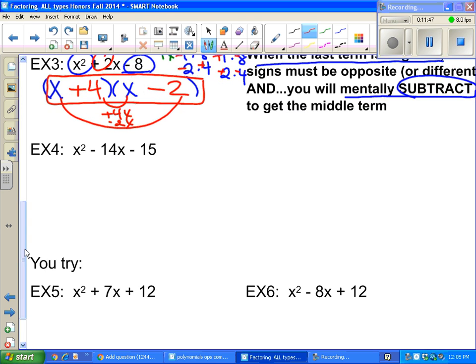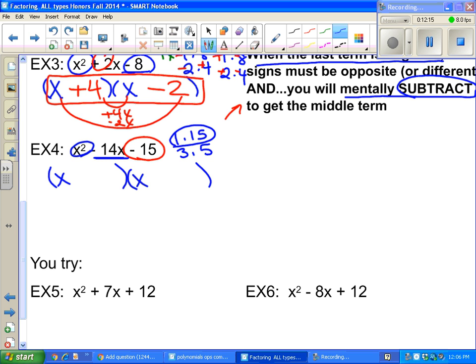All right, this one's also a -15. So when the last term is negative, the signs are going to be opposite, and I'm going to mentally subtract. So 2 sets of parentheses, factor the first, x and x. Factor the last, that's 1 times 15, or that's 3 times 5. Those are the only combinations of numbers that multiply to give 15. Now, because I know that I need a couple of factors that are going to mentally subtract to give me -14, I'm going to have to pick 1 times 15, so 1 and 15.